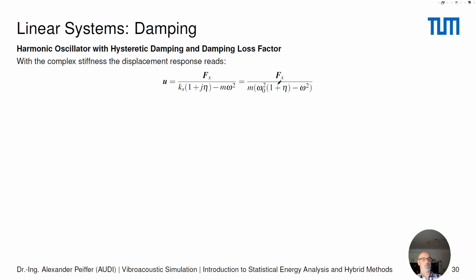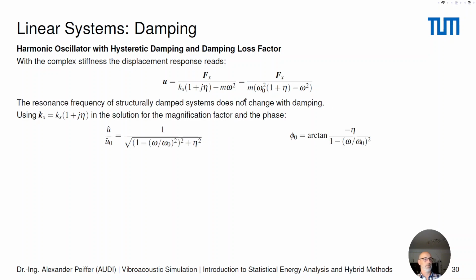We just have the usual form, and we have here the damping loss factor, which is adding to the resonant frequency. Using this notation, again, please keep in mind that this kind of damping does not change the frequency. And this makes the solution much easier than in the viscous damping case. And those are the relationships for the normalized amplitude and the phase, given by those expressions.